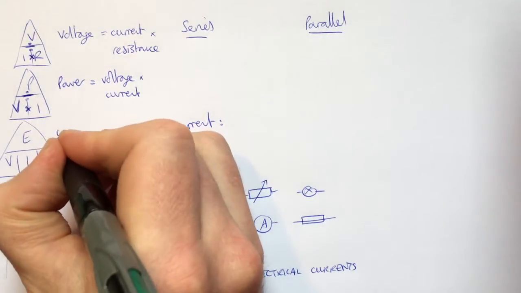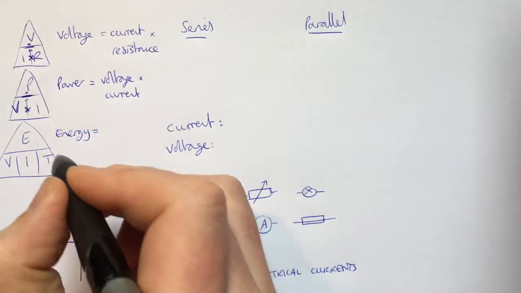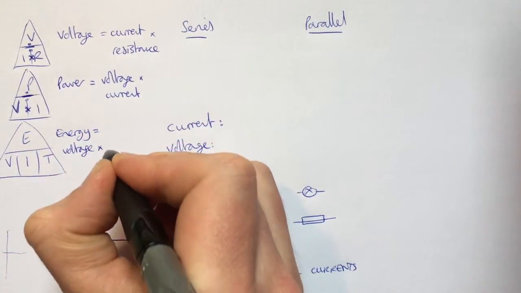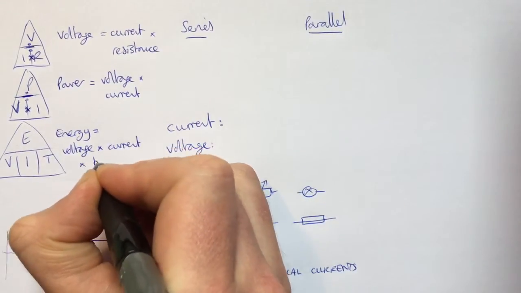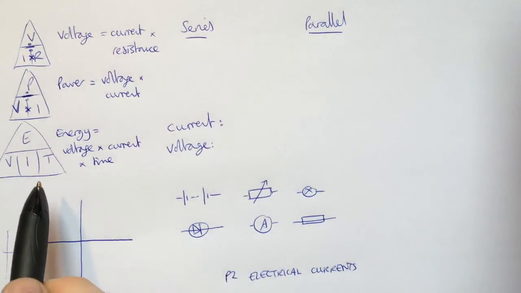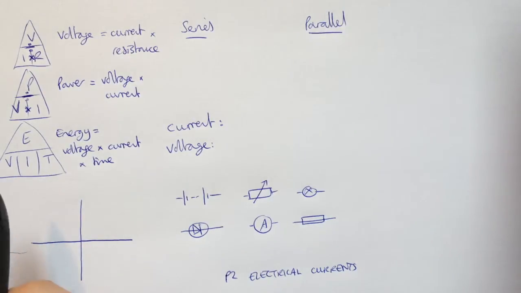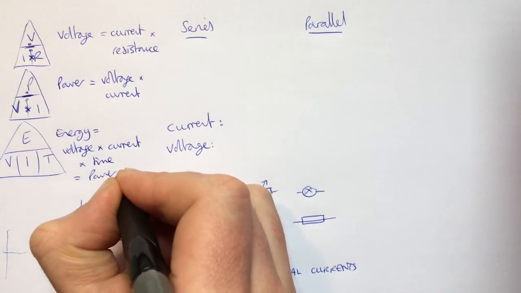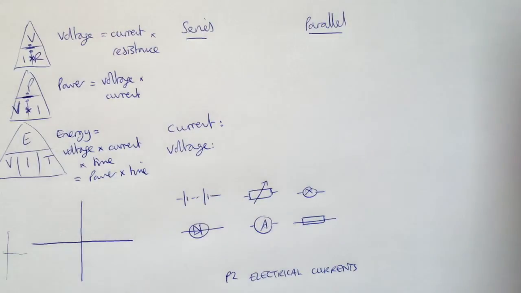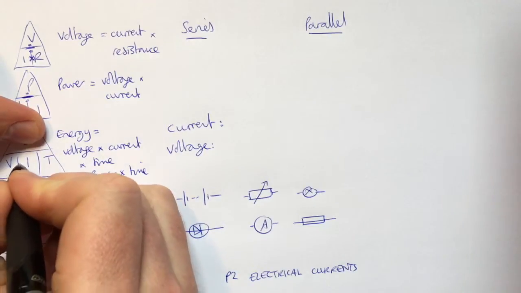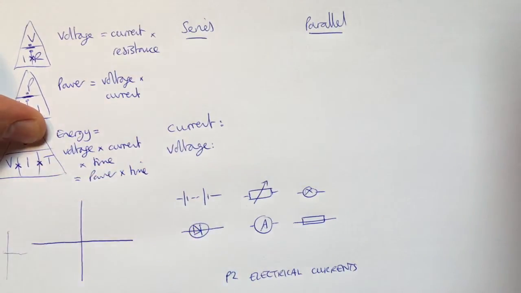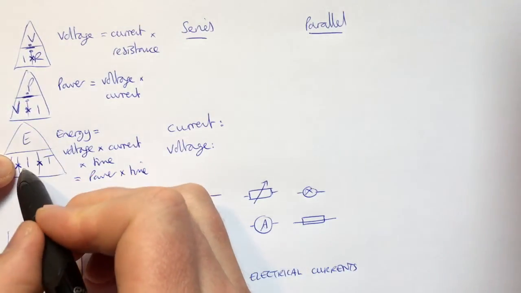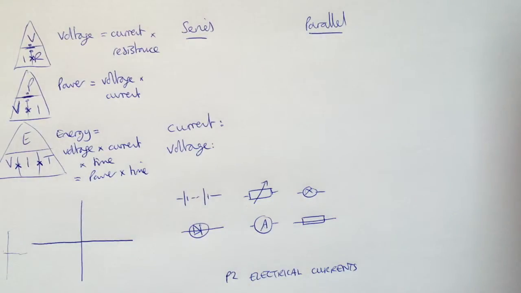And finally, energy equals voltage times current times time. But we know that voltage times current is power, so that's the same as power times time. Same idea, if you're asked to work out the energy, cover up energy. So energy equals voltage times current times time. Or another example, if you are asked to work out voltage, it's energy divided by current times time.